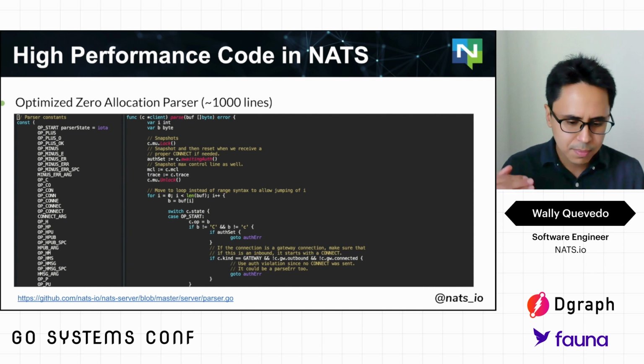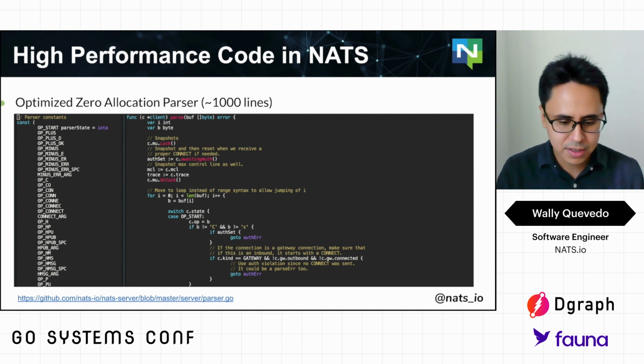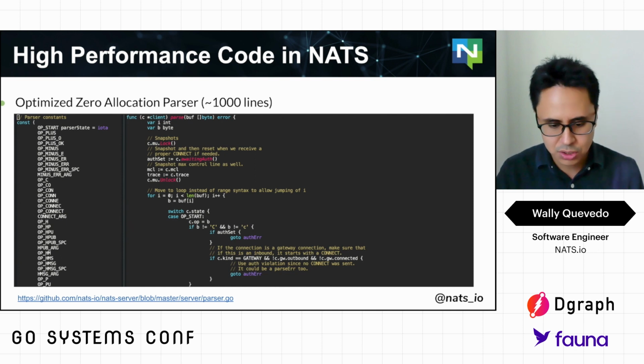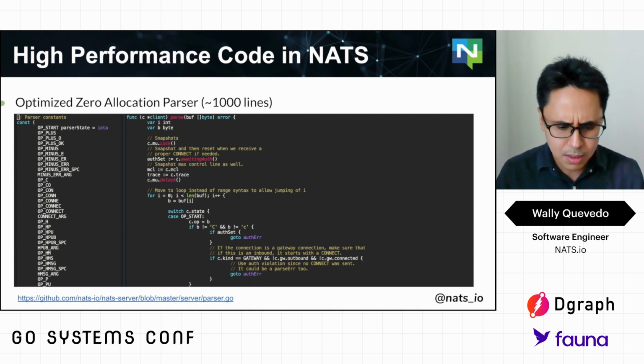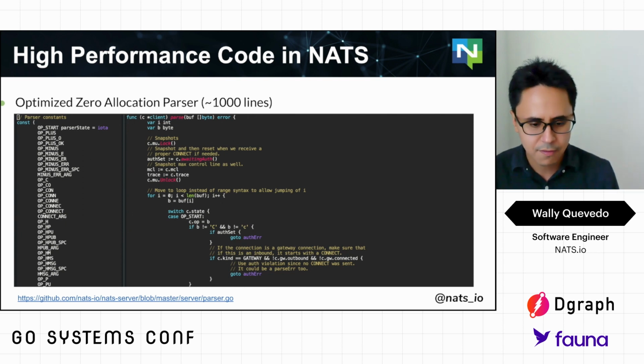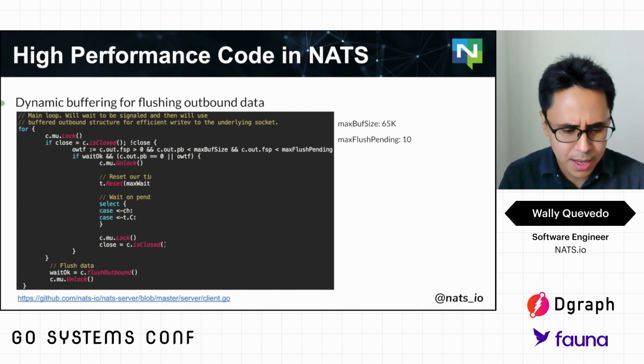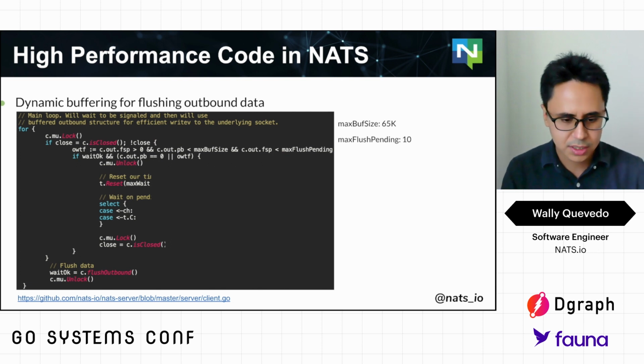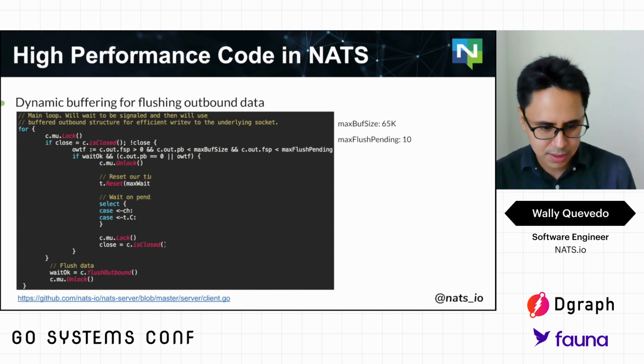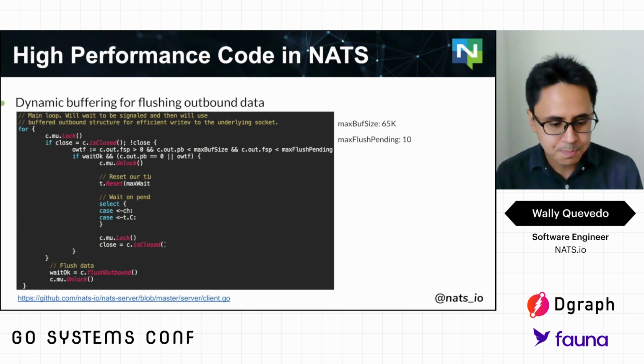It goes state by state in the parser, gathering all those bytes and being very careful about the allocations and how it is gathering those bytes from the client. And you can have partial reads as well. And then from the other side, from the writer, there's the flusher that is responsible for sending the outbound data.